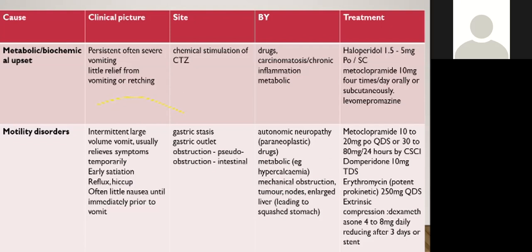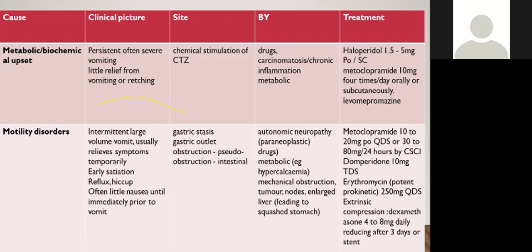And what are the causes? It can be drugs causing that, and carcinomatosis or chronic inflammation or metabolic causes. And treatment, as I mentioned before, haloperidol is a drug of choice. You can also give metoclopramide 10 mg four times a day, and obviously levomepromazine. So if a patient comes to you and you think it's a uremic cause of vomiting, or if you think it's drug induced, so morphine induced vomiting, or any inflammation, then you can either give haloperidol or metoclopramide. That is how we go with the cause of vomiting and the medication.